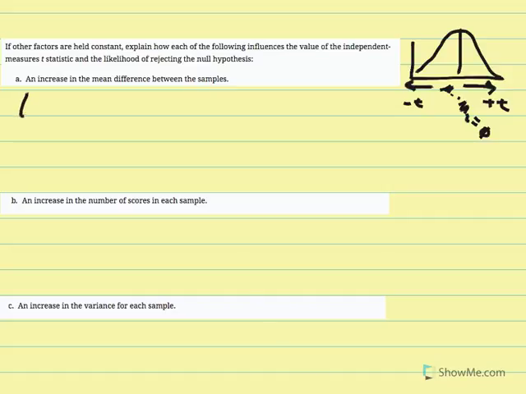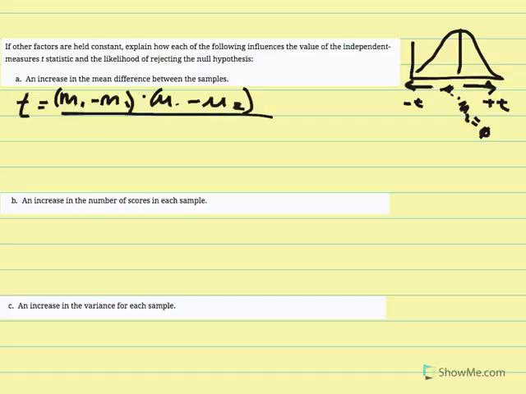So let's just consider our t equation. So t is equal to m1 minus m2 minus mu1 minus mu2. Again, this second part of the equation is always equal to zero because it represents the null, saying that they're equal to one another, divided by the estimated standard error of the mean difference. So we've established these equations in a previous video.